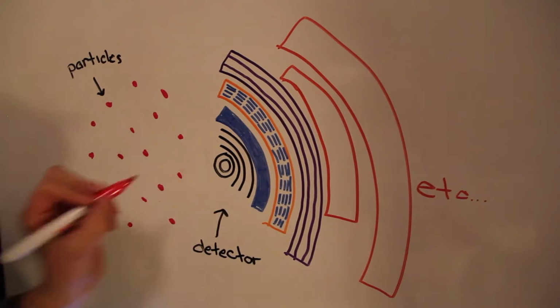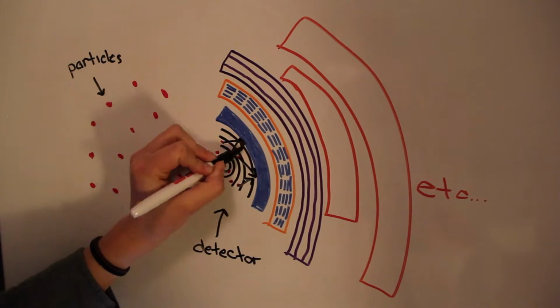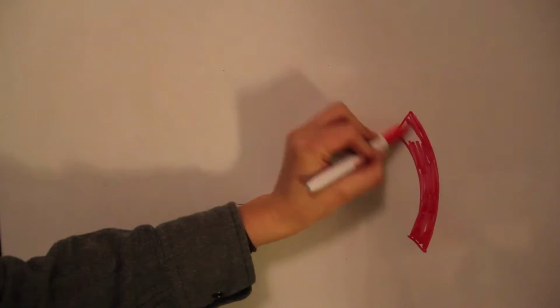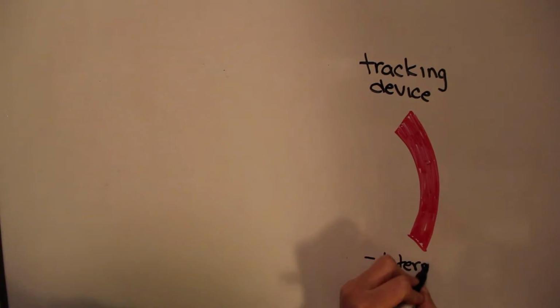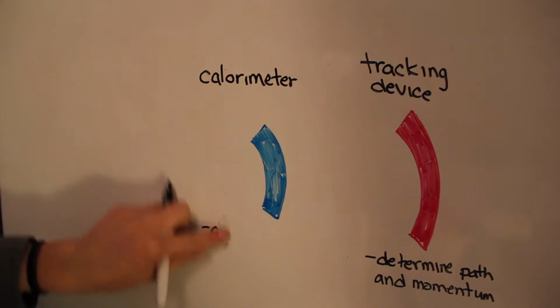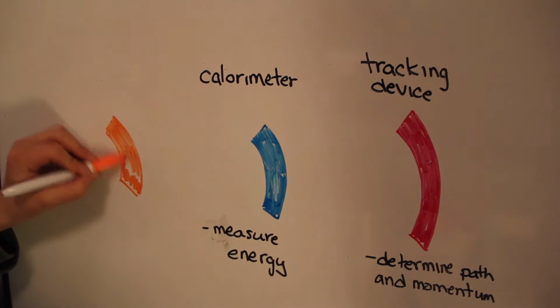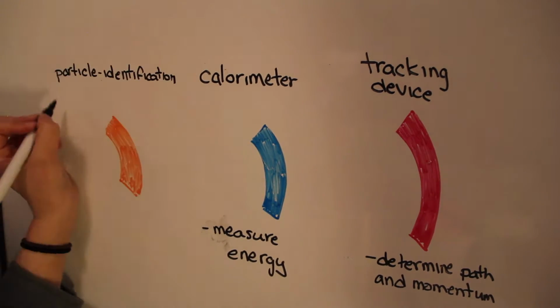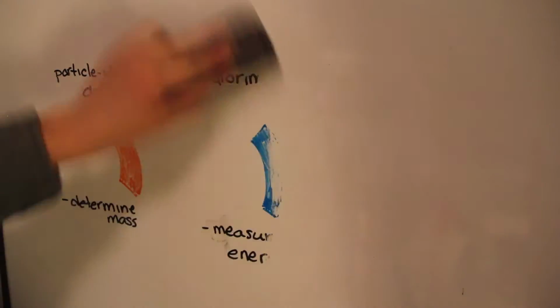These particles then come across all of the subdetector layers, which are designed to measure specific particles. There are quite a few types of subdetectors, which include tracking devices, which determine the path and momentum of a particle, calorimeters, which measure the energy of a particle, and particle identification detectors, which determine the identity of a particle, also known as its mass.